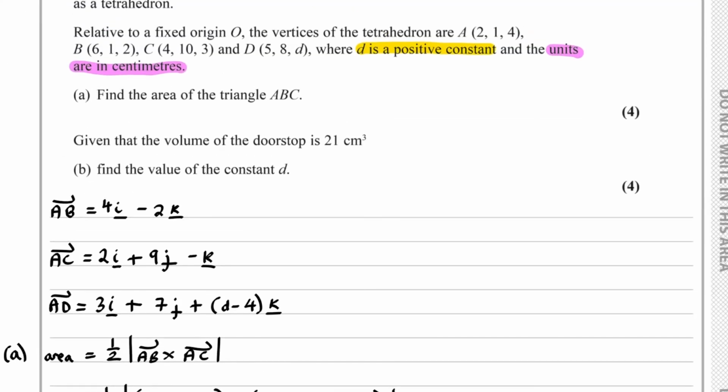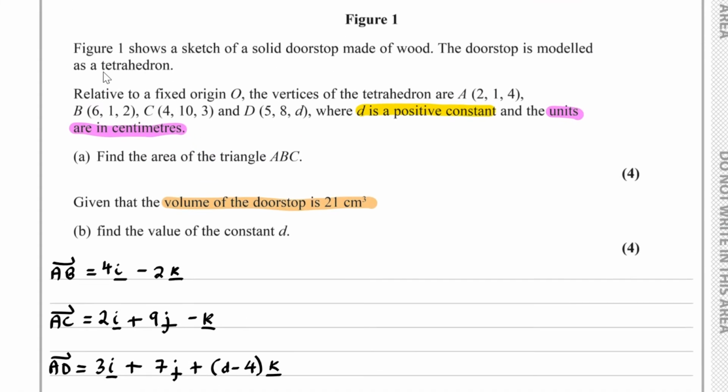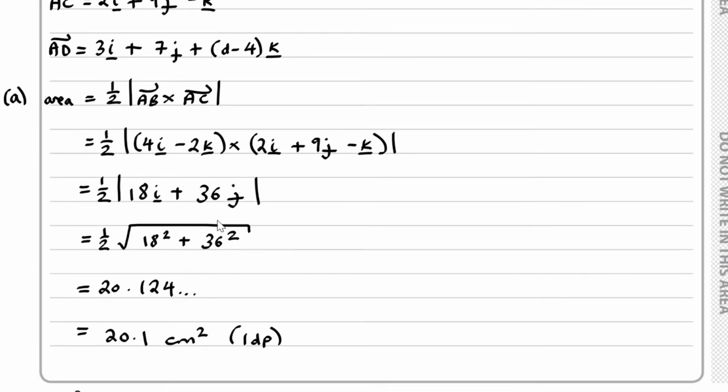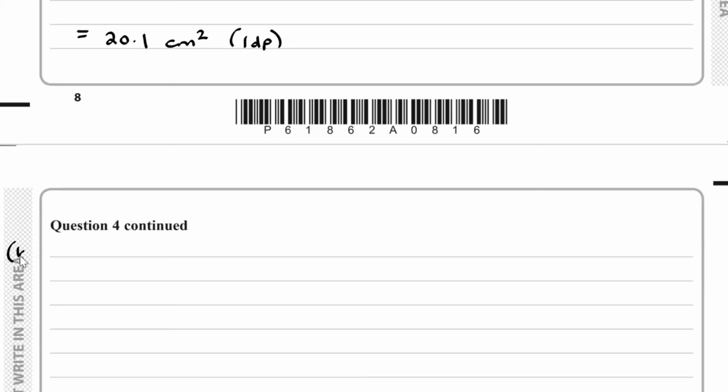And now, given that the volume of the doorstep is 21 centimeters cubed, so that's actually quite important, we have to find the value of the constant d. So first of all, you have to recognize that we have a tetrahedron that we need to work out the volume for. So for part B, the volume of the tetrahedron is equal to 1/6 times the magnitude of AD dot product with AB times AC.